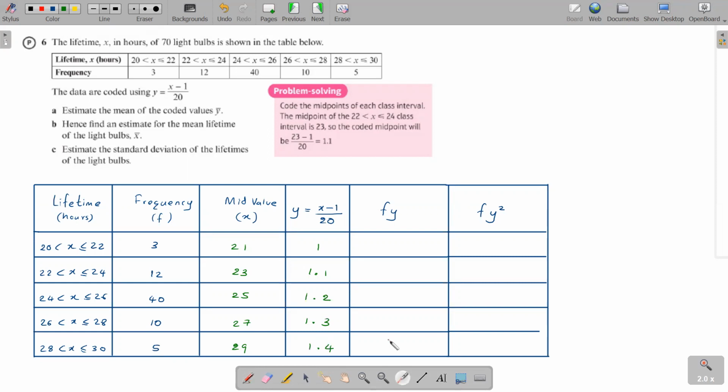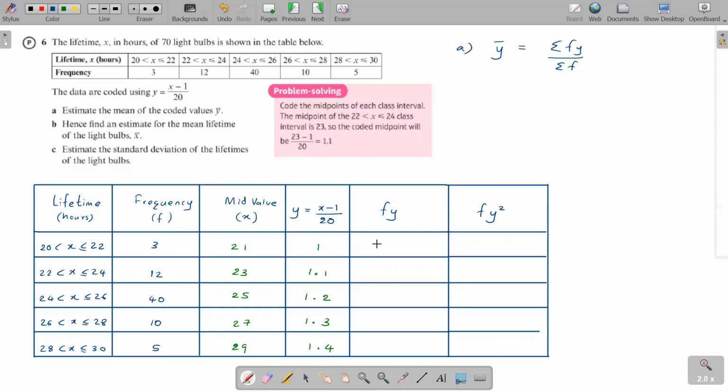So why am I going for Fy? The reason is that they're asking us to get the mean of the coded values, y bar. When you have y bar, can we go for sigma y over n? Sigma y over n is correct if you have a simple data set of points. But over here, you have a data table with frequency. If there's frequency involved to get y bar, you have to use sigma Fy over sigma f, like for x bar we use sigma fx over sigma f. So y bar is sigma Fy over sigma f because it involves frequency now.